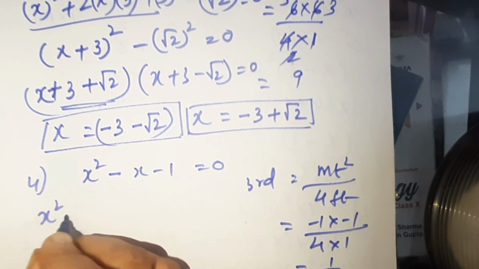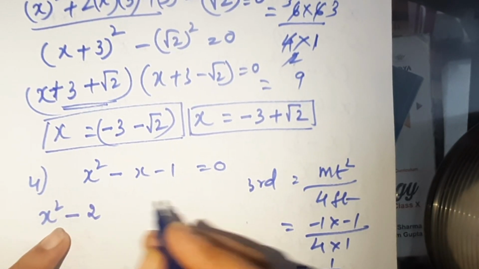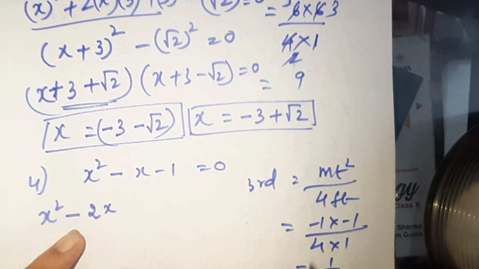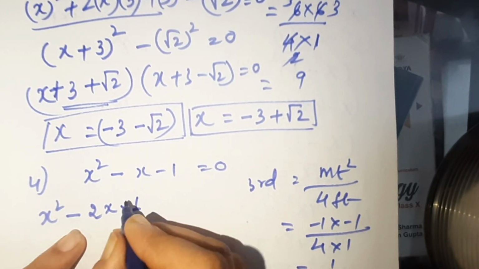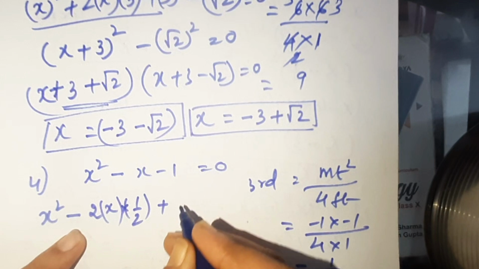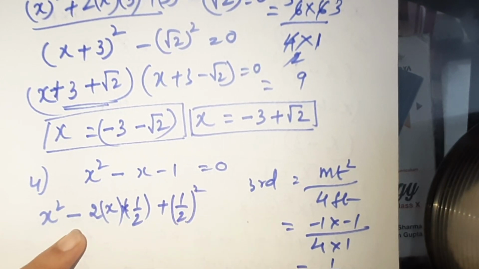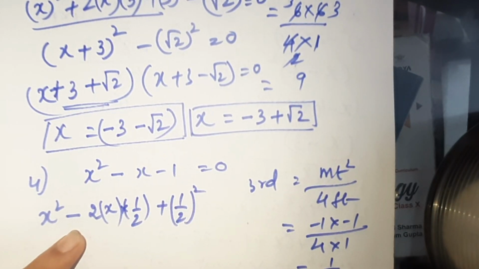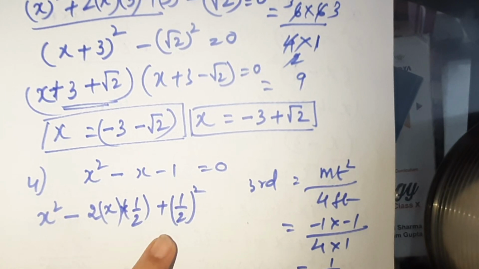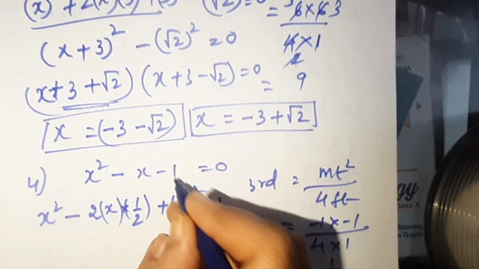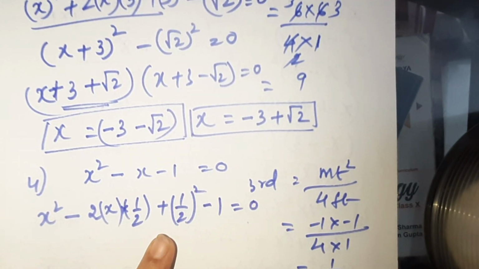Now x square minus 2, then x. Here it is 1 by 4, so its root will be 1 by 2. So that I am taking 1 by 2. 2ab plus b square. As we got 1 by 4, we need to make the square of that. So 1 by 2 square. Then as usual, minus 1 is equal to 0.